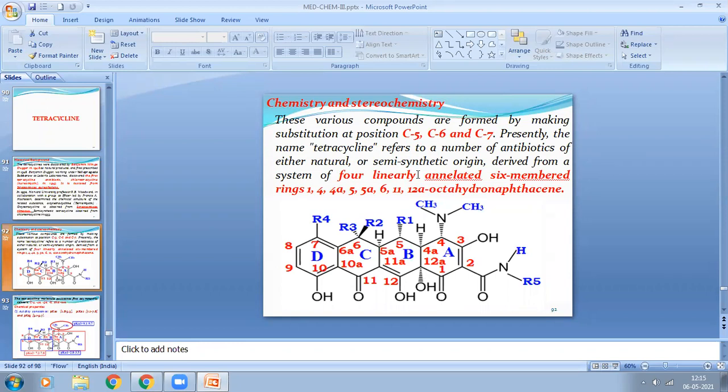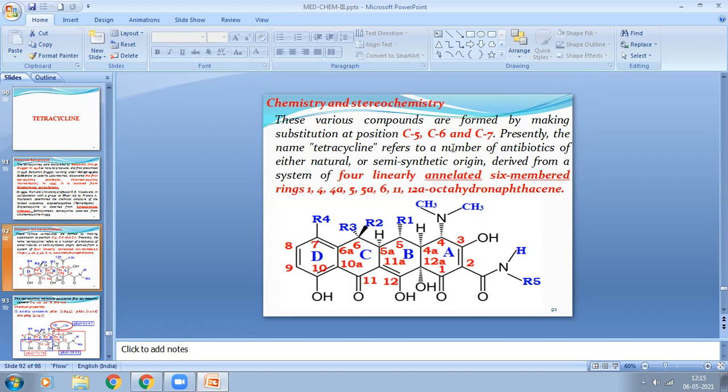Based on the conventional structure above, various compounds are formed by making substitutions. This is the structure of tetracycline. In one position there is a ketone group, and at position 2 the carboxamide functional group. These are the four rings A, B, C and D, and these are the numbers. The various semi-synthetic tetracyclines are obtained by substitution at positions C5, C6 and C7.